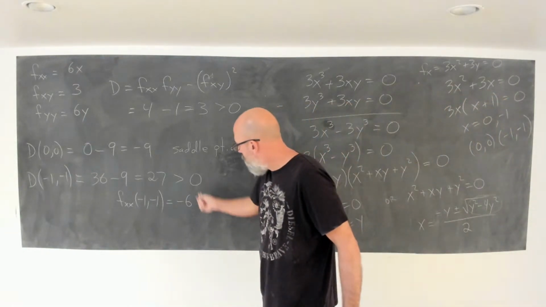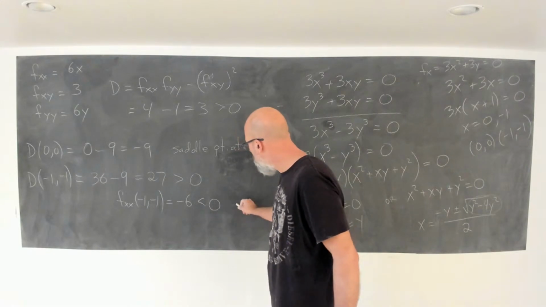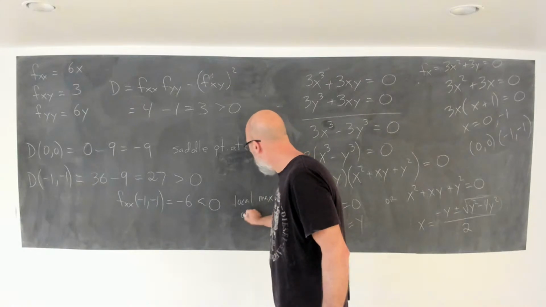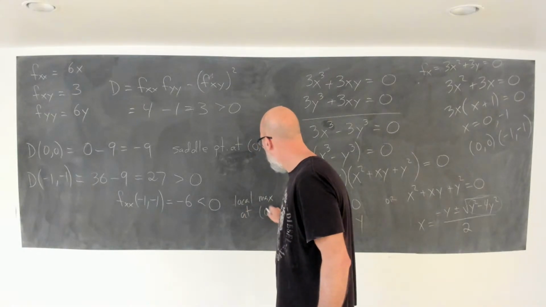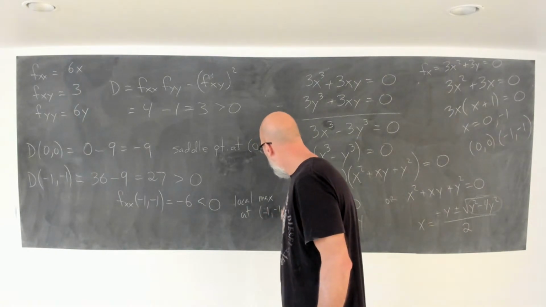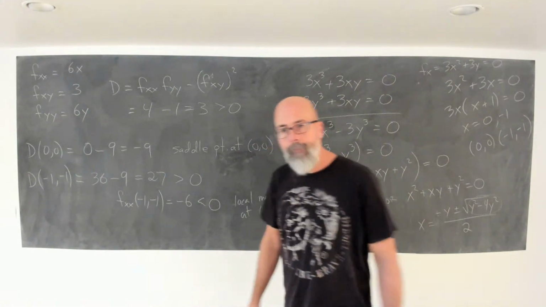So D is bigger than 0, fxx is less than 0, so local max at, not there, at (-1, -1).